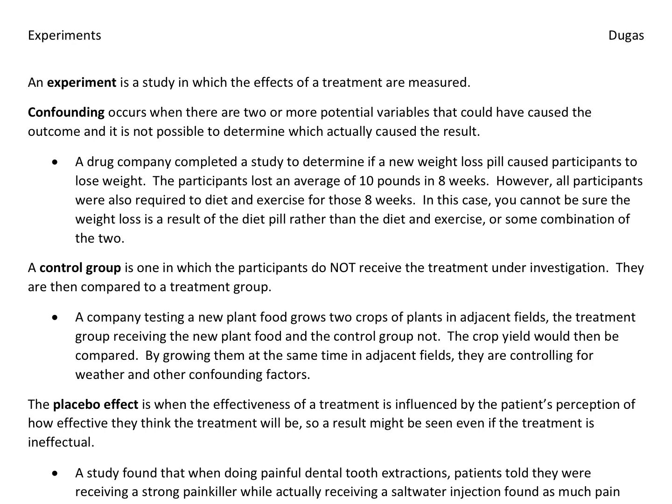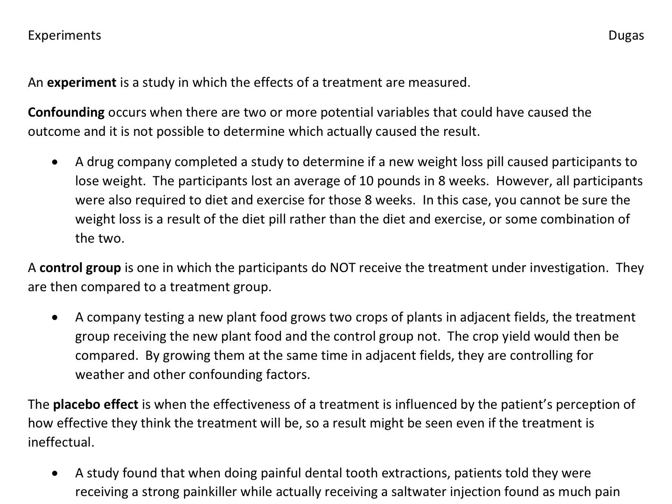Confounding is really important to keep in mind. So a confounding variable is one that could impact your study because it may be actually causing the outcome, but you weren't measuring the effects of that variable. So with two or more potential variables that could have caused the outcome, it's not possible to determine which actually caused the result.